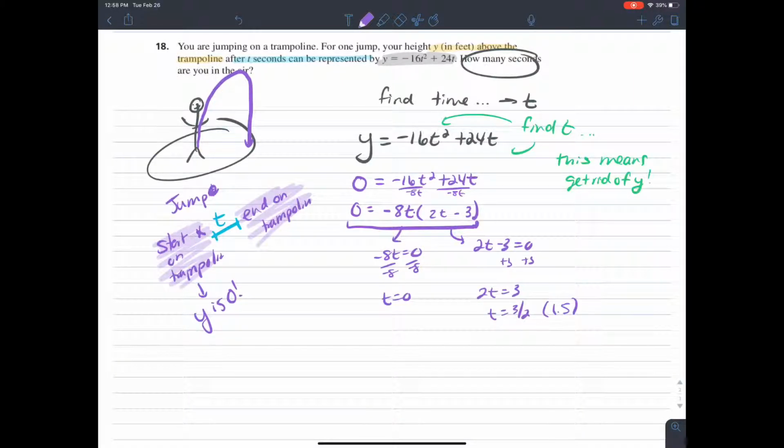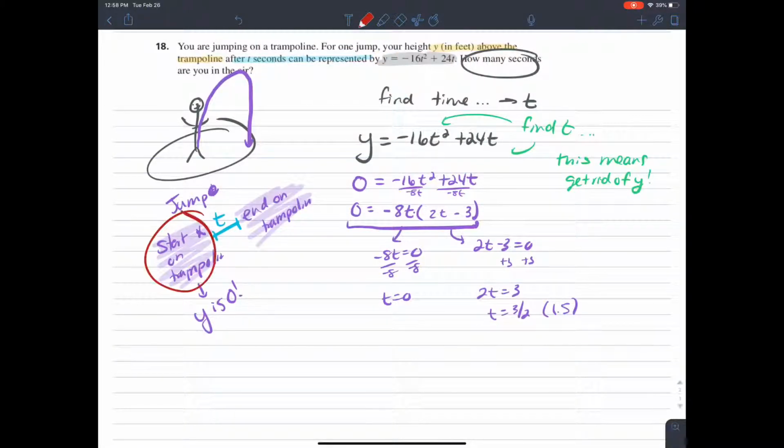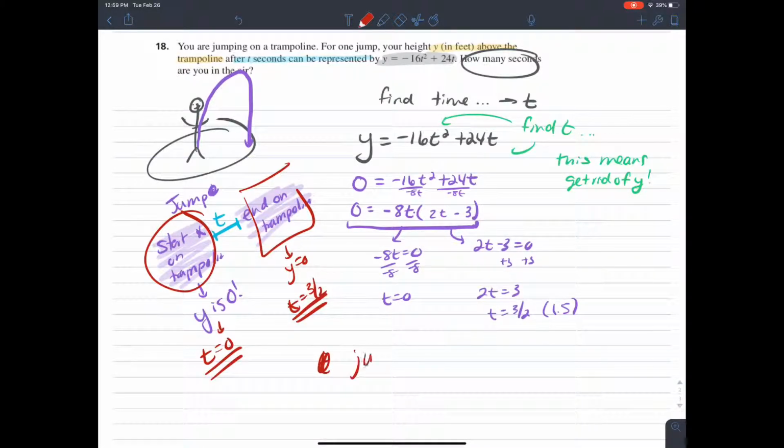So why do I have two answers? Well, because one of them was the beginning of my jump. So I started on the trampoline. So that must have been when my time was 0. Now I ended on the trampoline, and again, y was equal to 0 there, and our equation told us that if t was 3/2, the y value would also be 0. So between the t value of 0 and the t value of 3/2, the jump was 3/2, or we could use 1.5 seconds long.